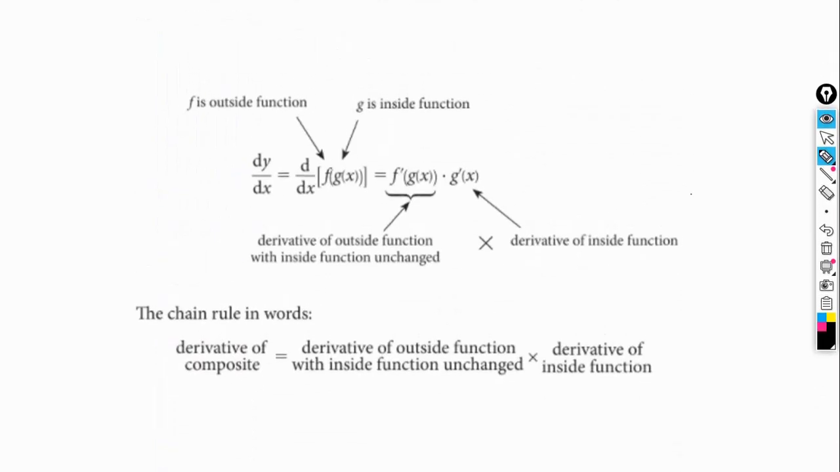In the next slide, you're going to see the rule for the derivative of a composite function, also known as the chain rule. So if you have f of g of x, the derivative of that would equal the derivative of the outside function, but you leave the inside function intact. You see that g of x is intact. So it's going to be the derivative of the outside function with the inside function unchanged, times the derivative of g of x, which is the inside function. You're going to see this in examples, and it's much easier to understand.